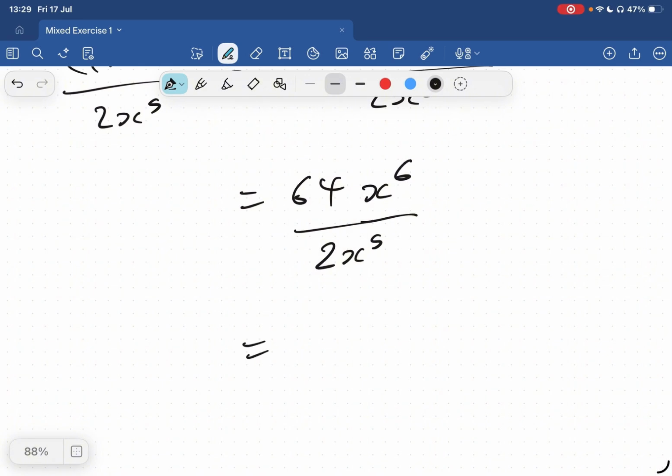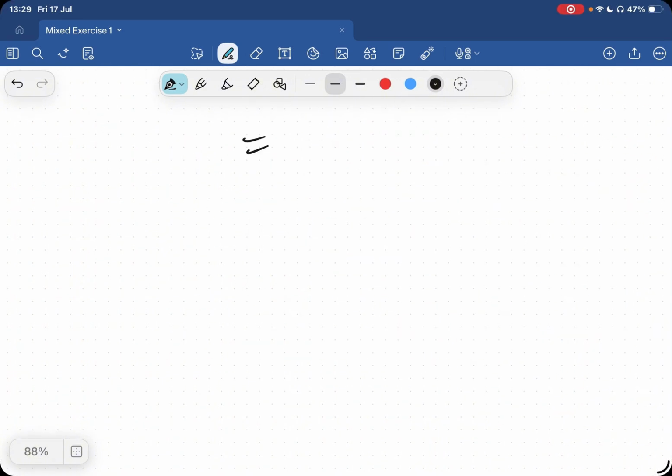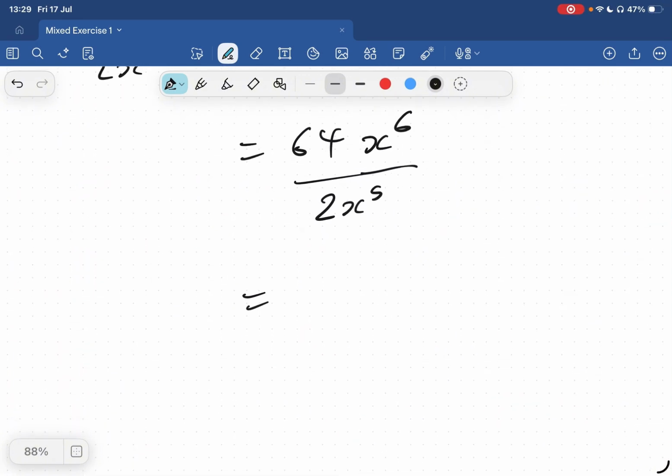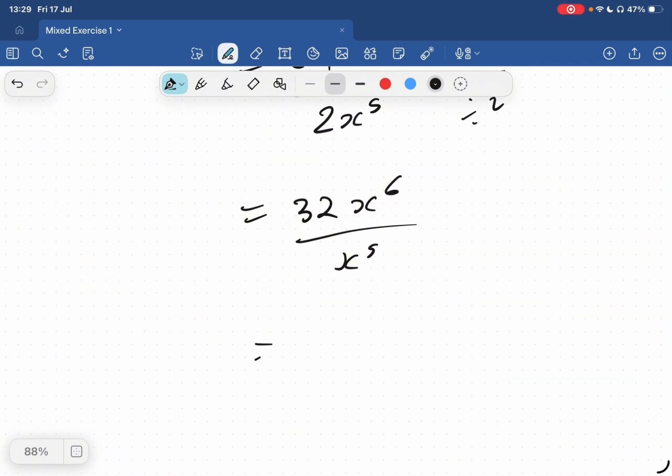Now, we can divide top and bottom by 2, so we get 32x to the 6 over x to the 5. Like how we just divided top and bottom by 2, we can divide top and bottom by x to the 5. x to the 6 divided by x to the 5 is x to the 1.